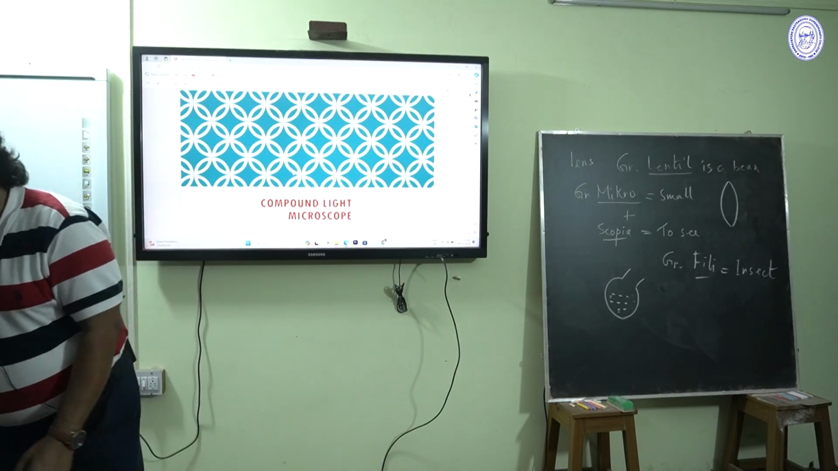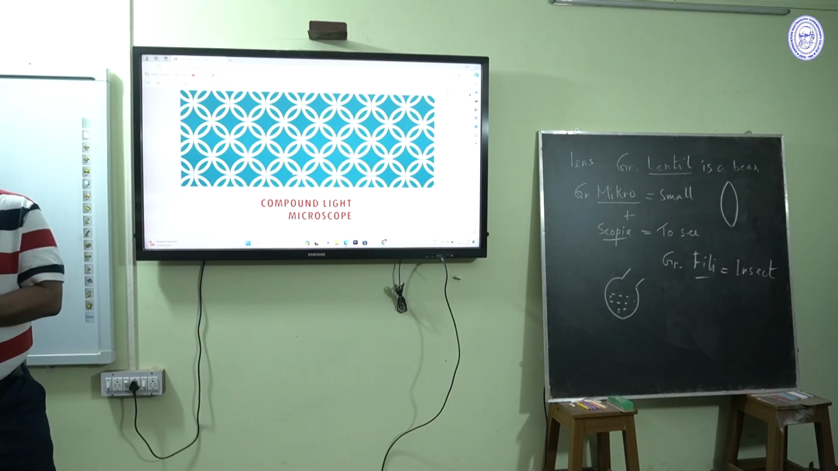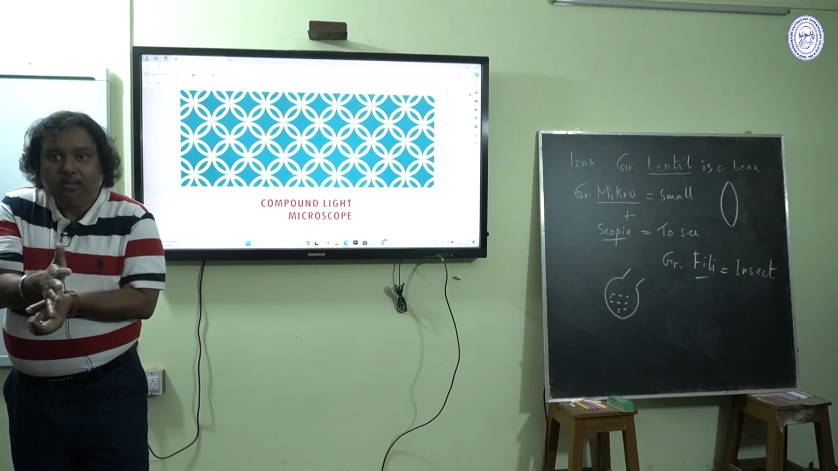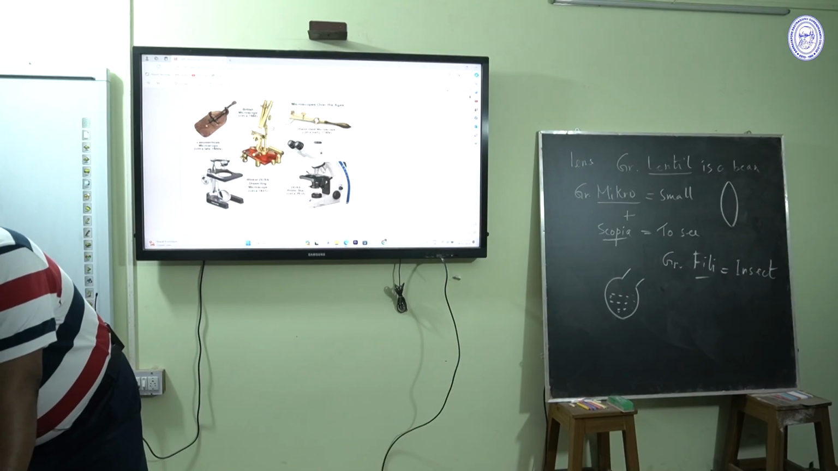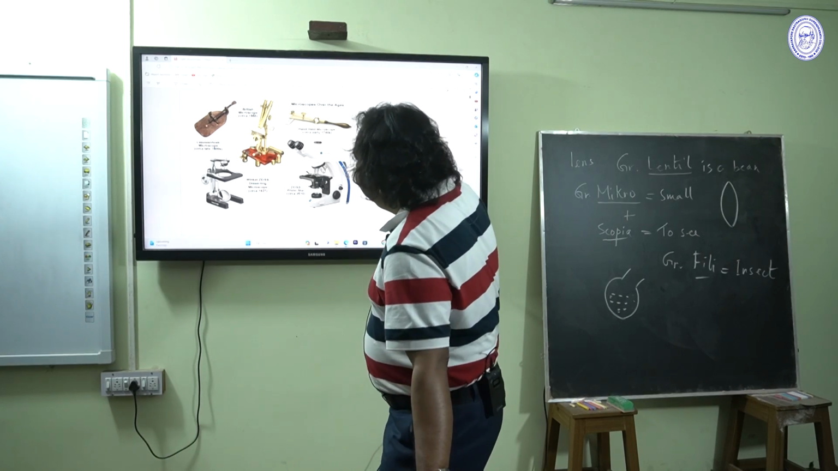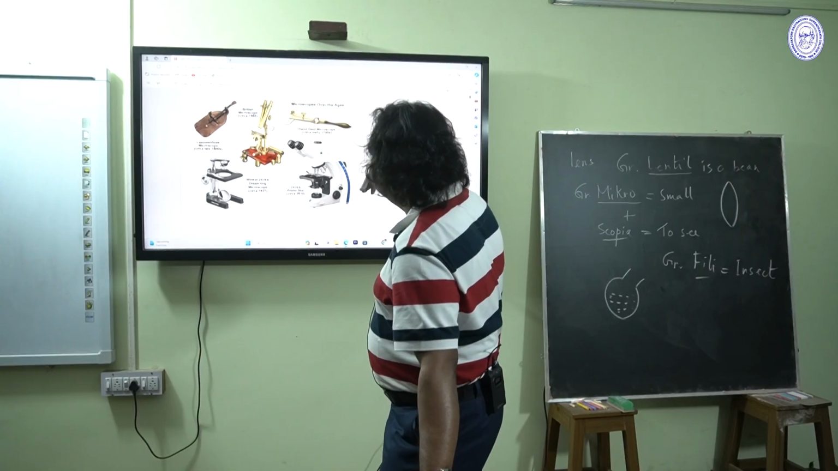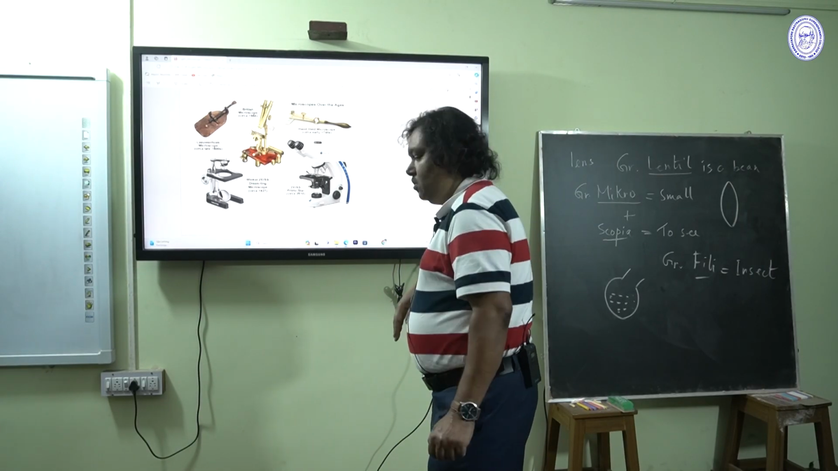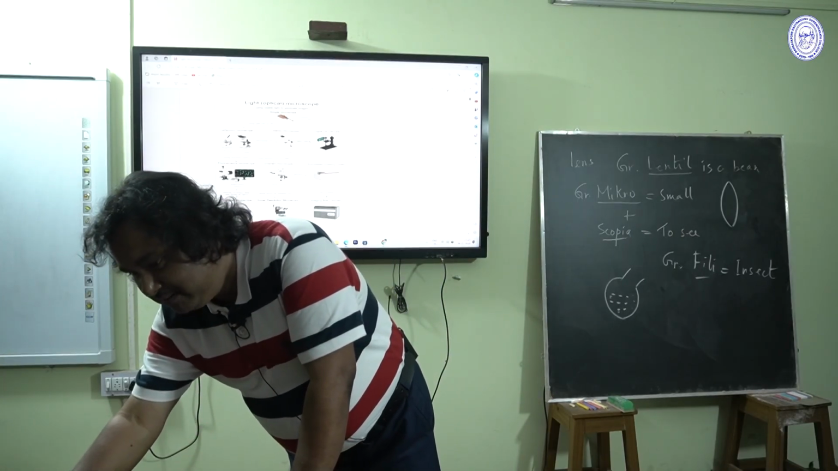Now, the compound light microscope is a microscope where both objective lens and ocular lens are used. That means more than one lens is used, so it is simply known as compound microscope. These are the various types of microscopes, from primitive ones like Leeuwenhoek's microscope, Winkel-Zeiss microscope, British microscope, etc., to the present day Zeiss Primostar microscope. These are the various types of light microscopes.